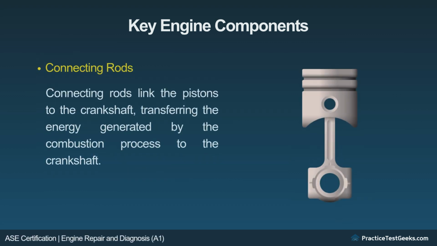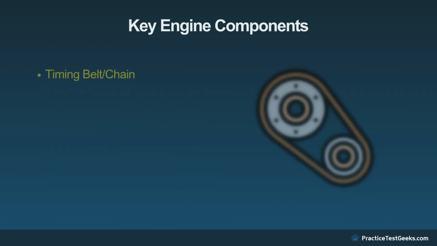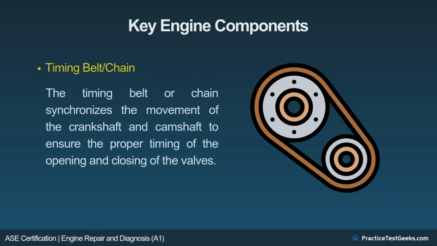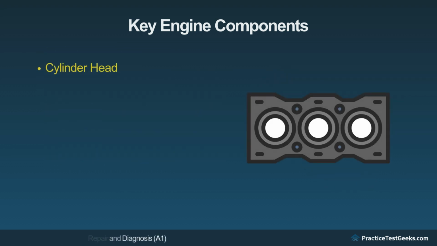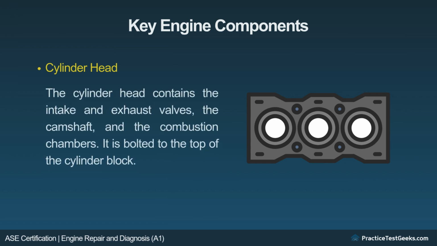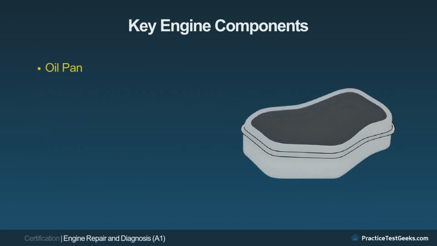Connecting rods. Connecting rods link the pistons to the crankshaft, transferring the energy generated by the combustion process to the crankshaft. Timing belt or chain. The timing belt or chain synchronizes the movement of the crankshaft and camshaft to ensure the proper timing of the opening and closing of the valves. Cylinder head. The cylinder head contains the intake and exhaust valves, the camshaft, and the combustion chambers. It is bolted to the top of the cylinder block.